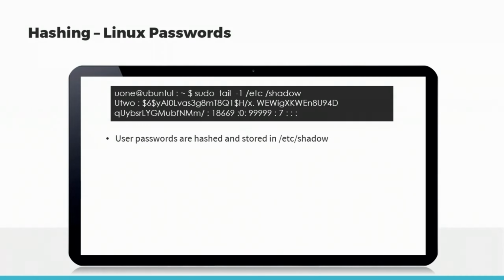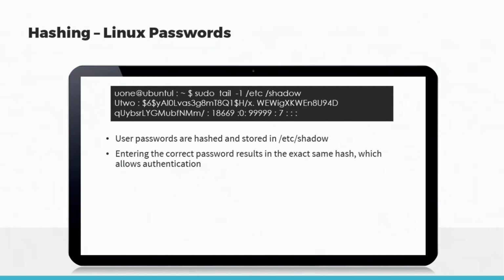So the user password can be hashed and then stored in etc shadow. When the user signs in, entering the password, it gets fed through the hashing algorithm. It should generate the same result, which means that it is authentic.